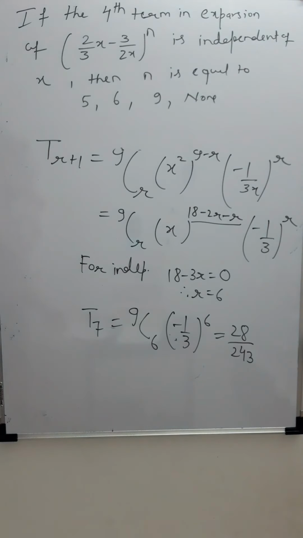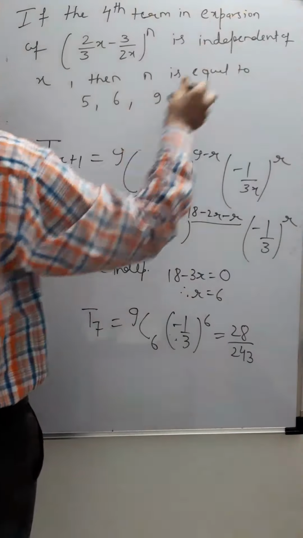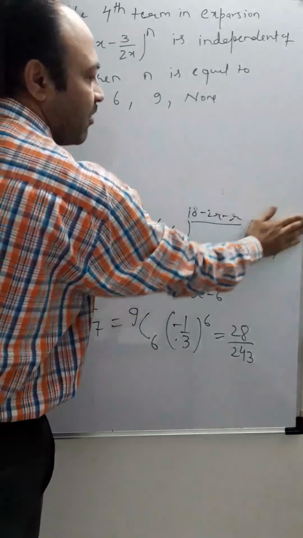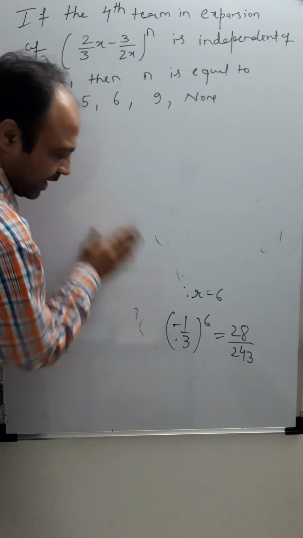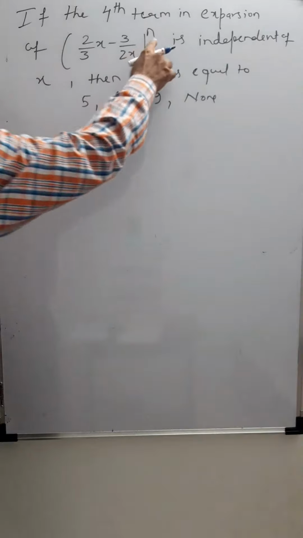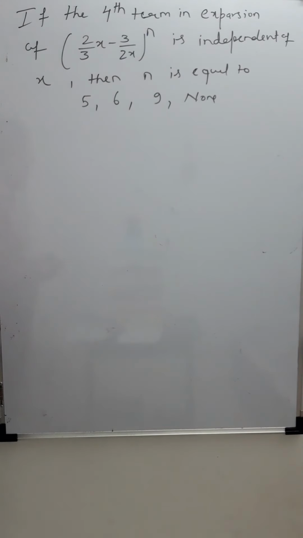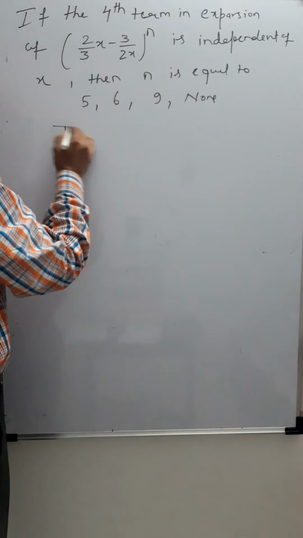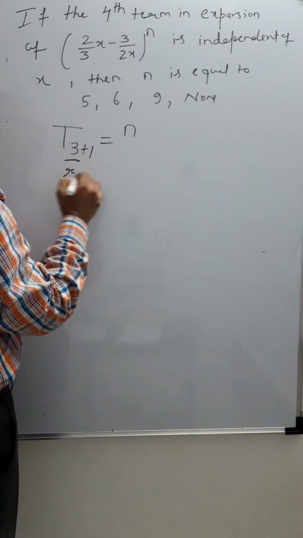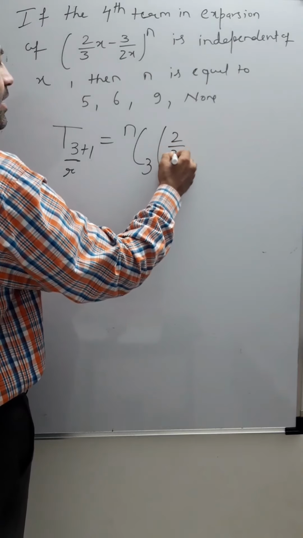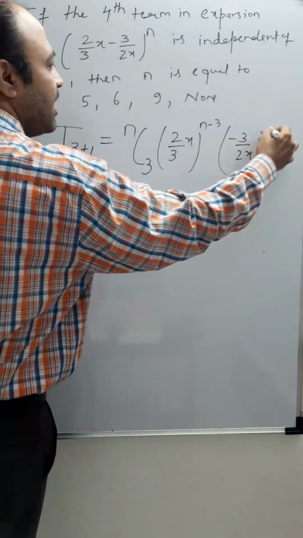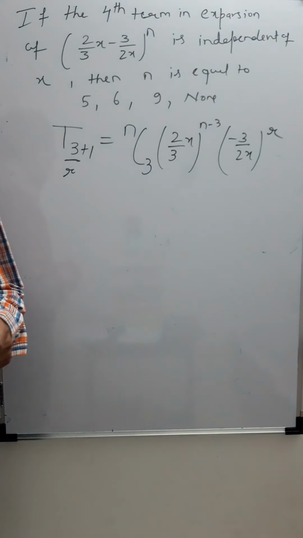Fine. Here in this question, what is given is that the 4th term of this binomial is independent. Then we have to find n, the expansion's power. Fourth term is independent is given, and then we have to find this n. So in this again we will write the general term. So the fourth term means 3 plus 1 of this expansion. So r is 3. So nC3 times 2 by 3x to the power n minus 3, into minus 3 by 2x squared to the power r. Correct? This way we have written the general term.